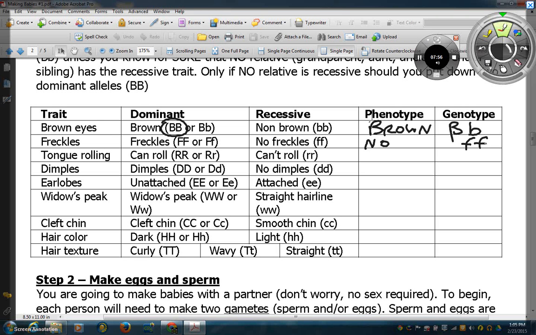Tongue rolling. I cannot roll my tongue, so my phenotype is can't roll. And the letters of it will be fully recessive. You need to continue this as you go.